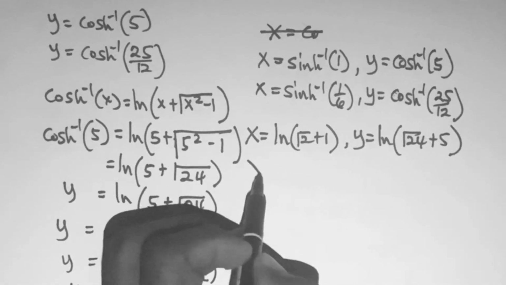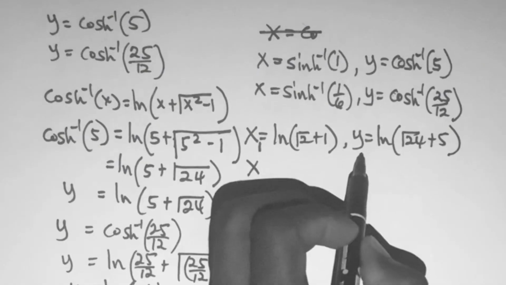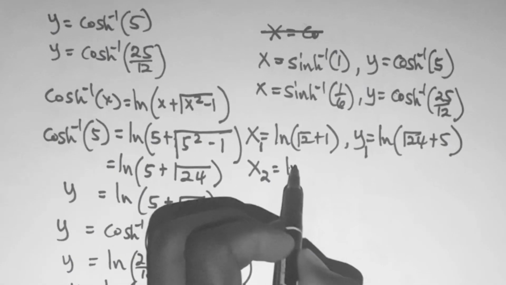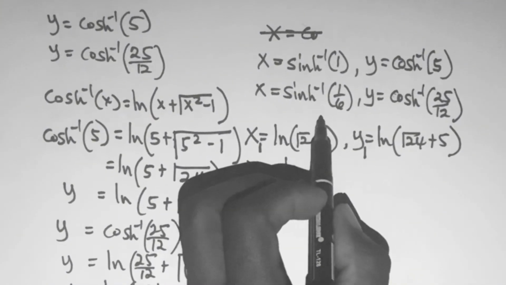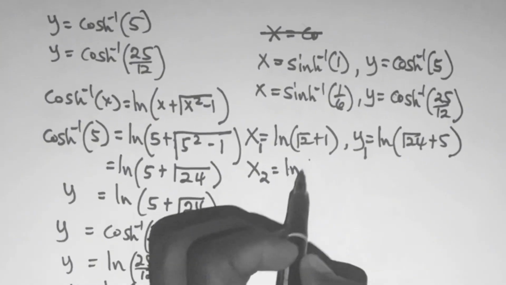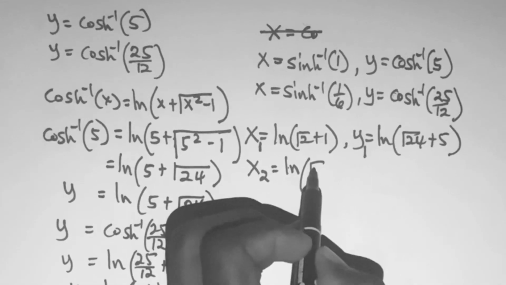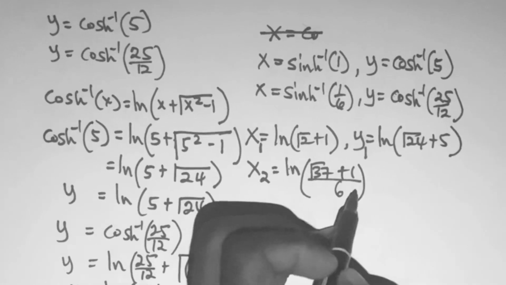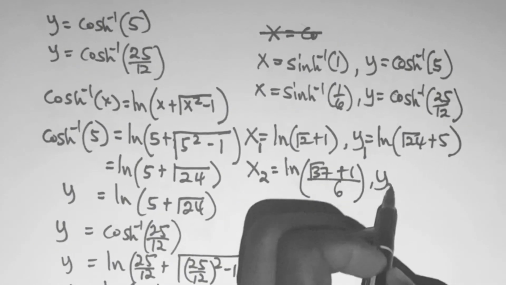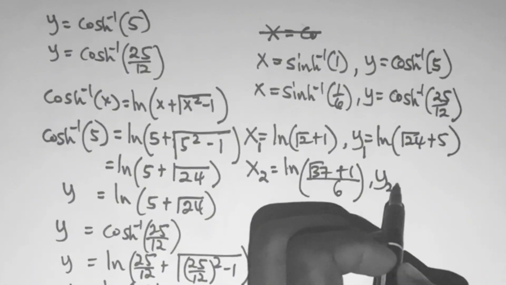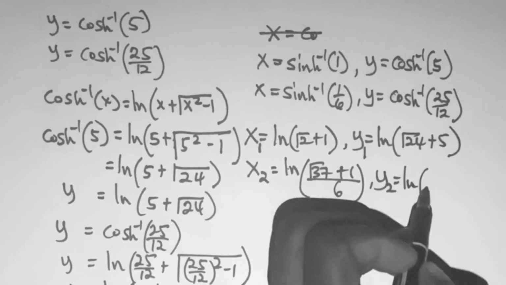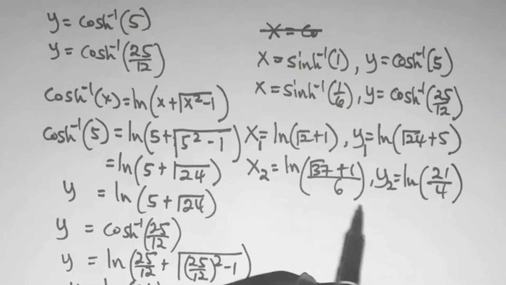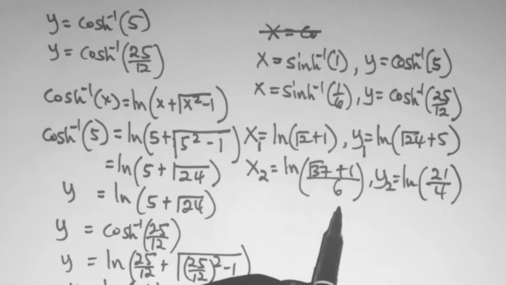And then, so let me differentiate this as x1 and y1. This one as x2. x2 is equal to natural log, the sinh inverse of 1 over 6. We got it as natural log of root 37 plus 1 over 6. And then we got the corresponding y value, y2, as equal to natural log of 21 over 4. So these are the solutions to the simultaneous equation.